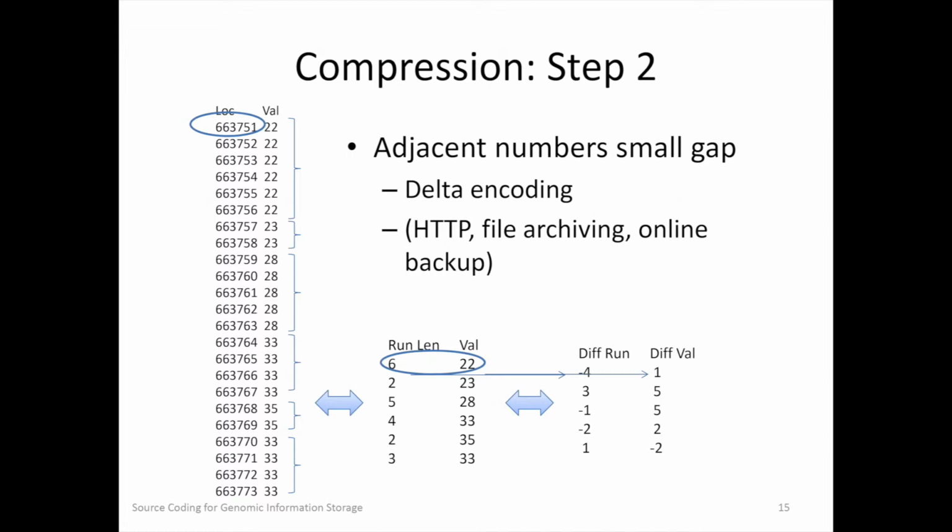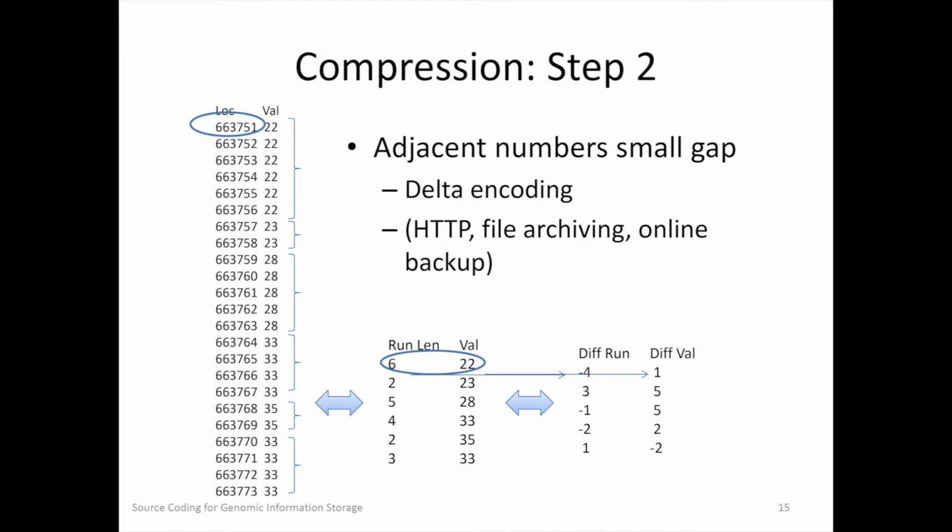We call it delta encoding. Basically, if I look at adjacent run lengths, I will take the difference of them and record it: -4. And also, if I look at adjacent values, I will record the difference, which is 1. And you can write the whole sequence. Now, if I know the first run length and the first value, and also the two sequences of differences, then I can recover the original sequence.